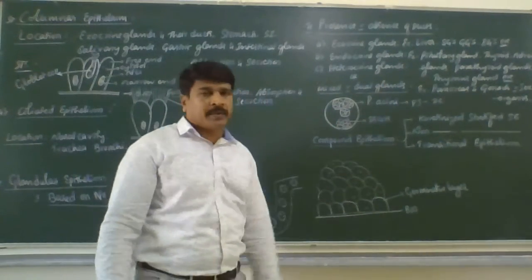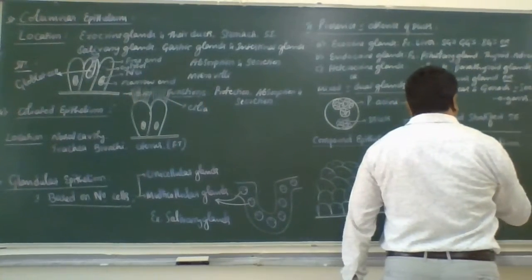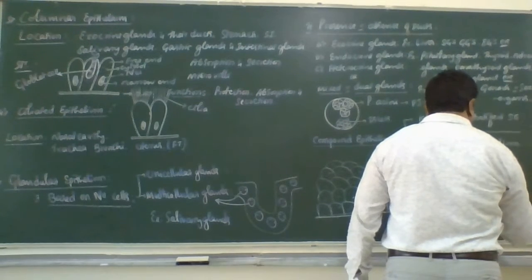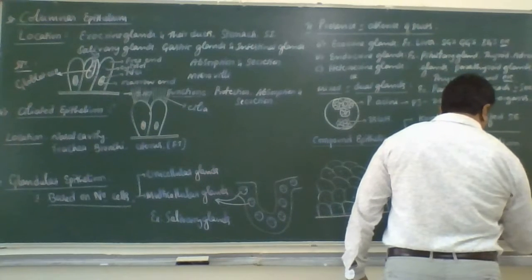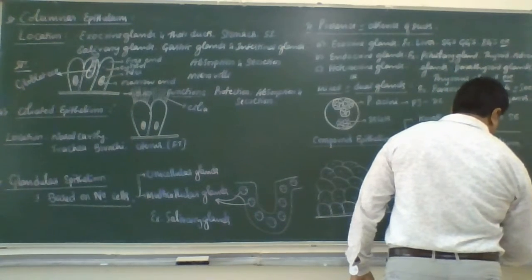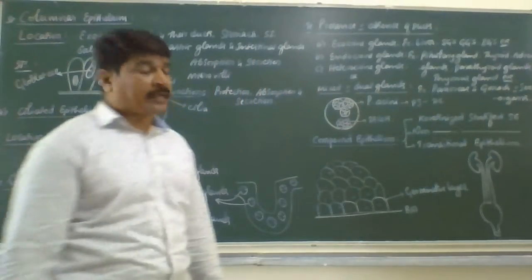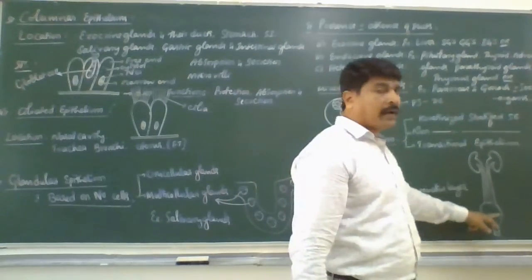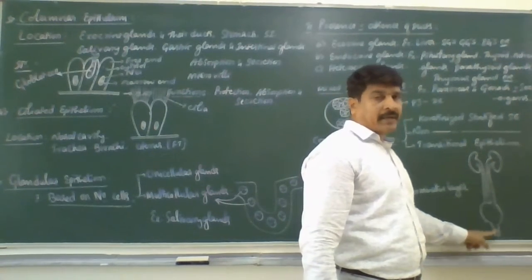Okay. Now let us move to the last one, the transitional epithelium. This epithelium consists of 4 to 6 layers of cells. You remember this. Transitional epithelium is always present around the renal pelvis, ureter, urinary bladder and urethra. This is the renal pelvis. These are the ureters, urinary bladder and urethra.